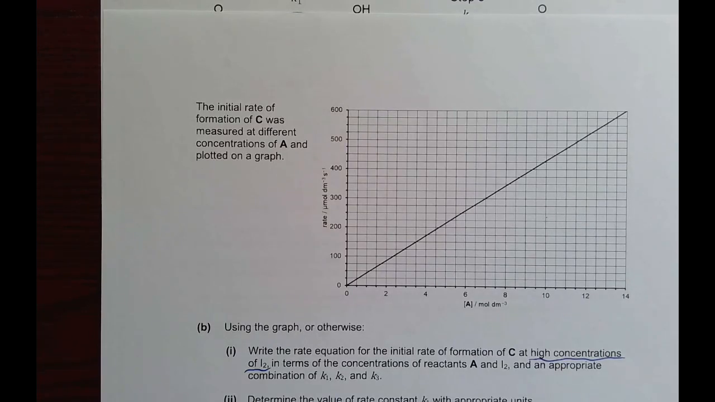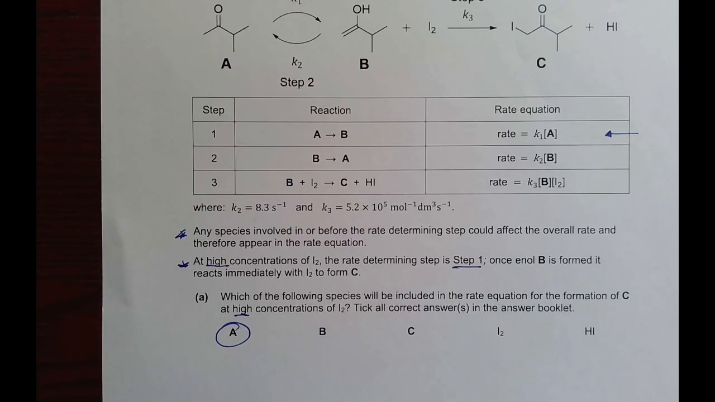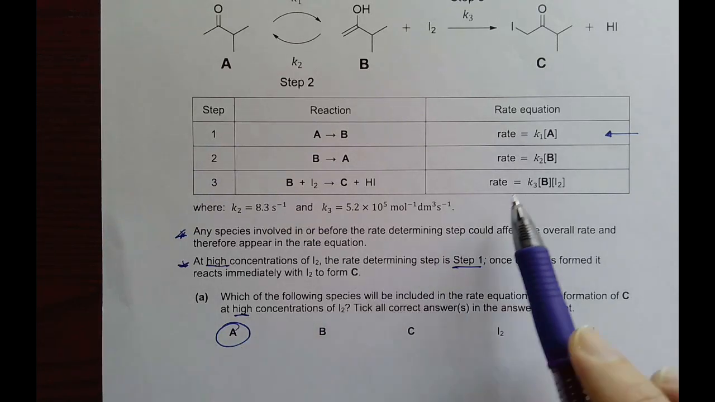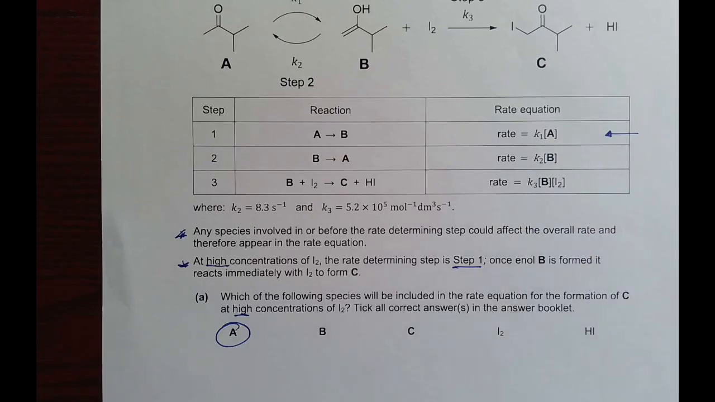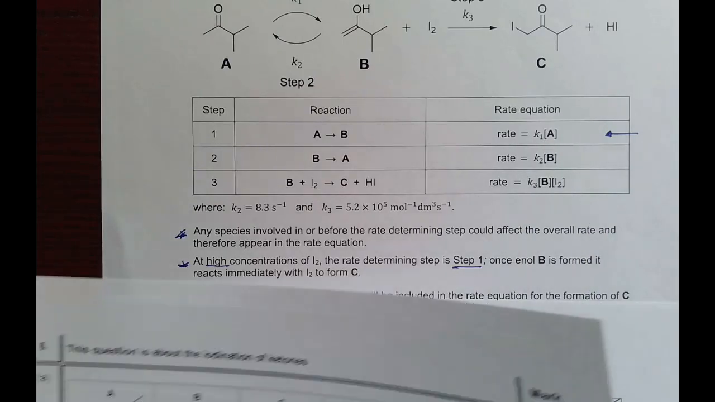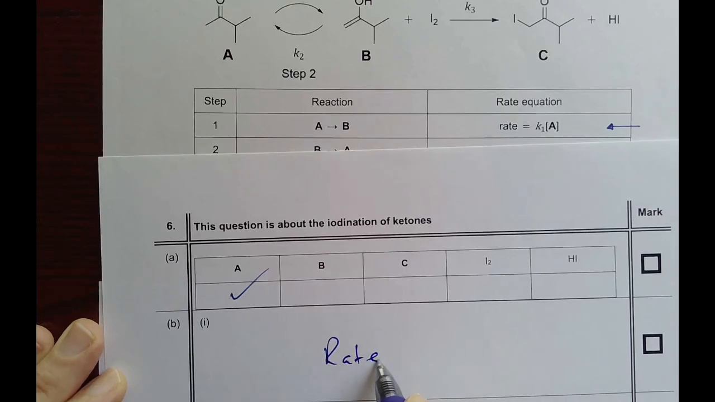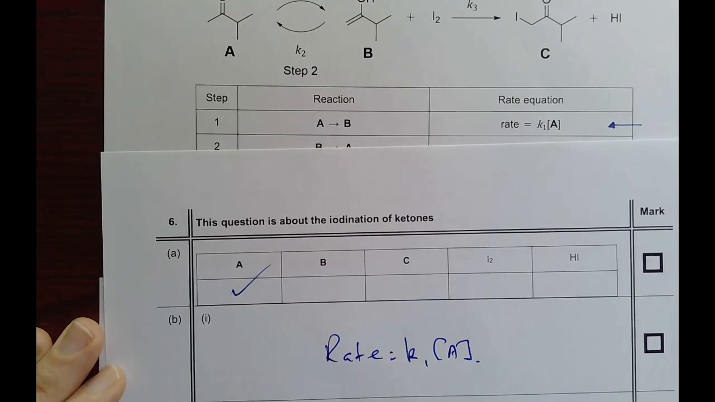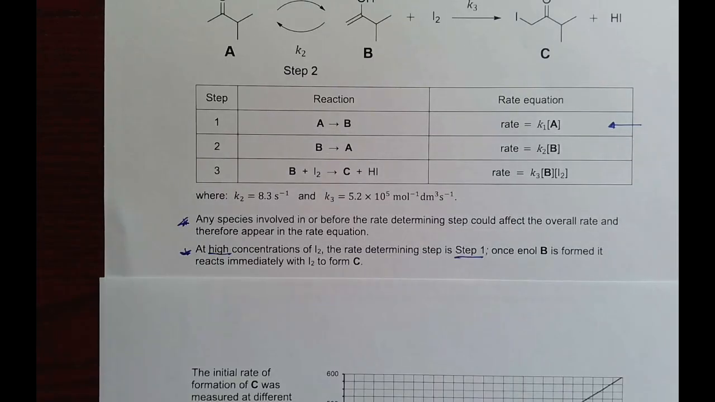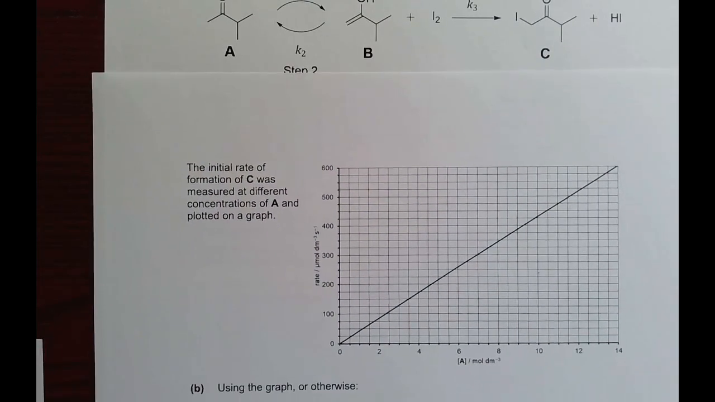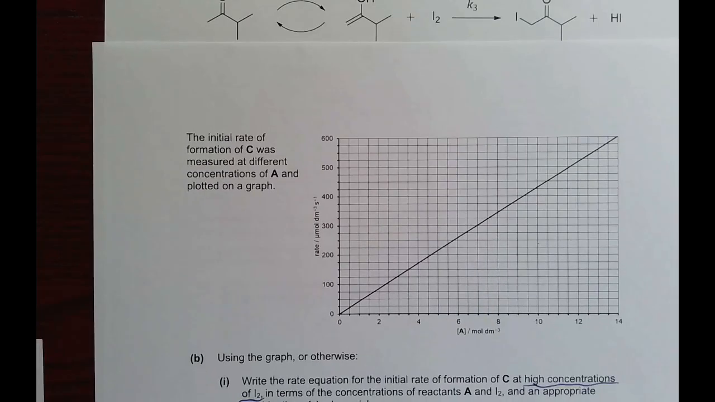Well, this is deceptively simple because we've just, in the previous question, said that the only thing that affects the rate of formation of C at high concentrations of I2 is A, coming from this rate equation here. So the answer is simply just that the rate is k1[A]. Now, the graph we can use in this part of the question if we really needed to, but it's going to be more useful in the next part of the question.